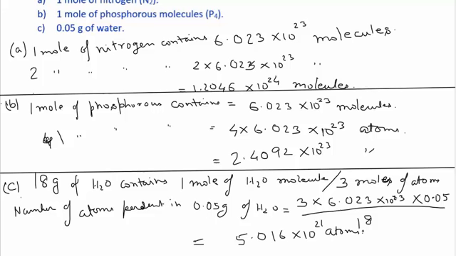So here the catch point is 3 moles of atoms. Don't get confused. This 3 moles came from 2 atoms of hydrogen and 1 atom of oxygen. So 2 plus 1, 3. And the rest is the same as the other sums.